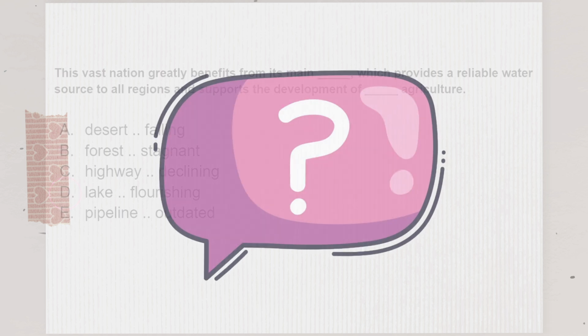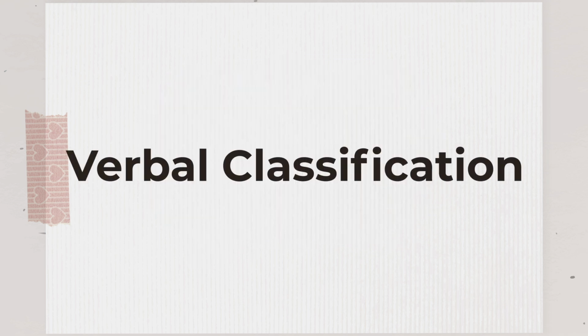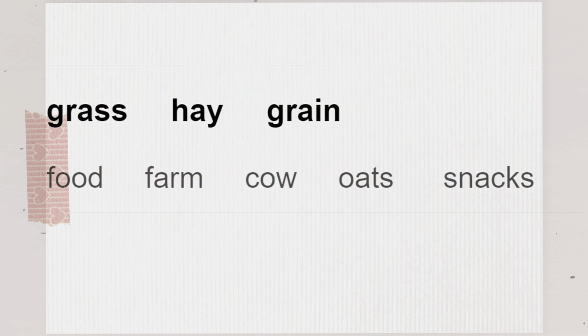All right, now we arrived at the final subtest of the test, which is called verbal classification. This question provides 3 words that are alike in some way. Decide how they are alike, and choose the word that belongs in the same group as the first 3 words. The correct answer is oats. Grass, hay, grain, and oats are all items that cattle and livestock might eat.